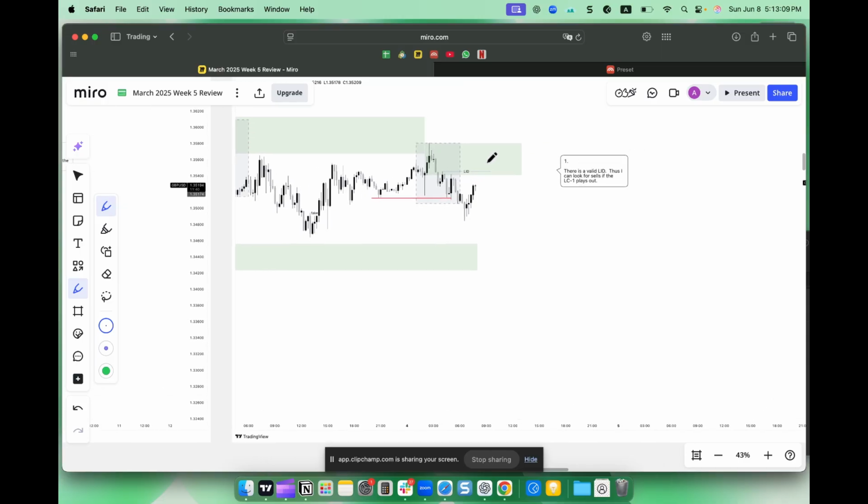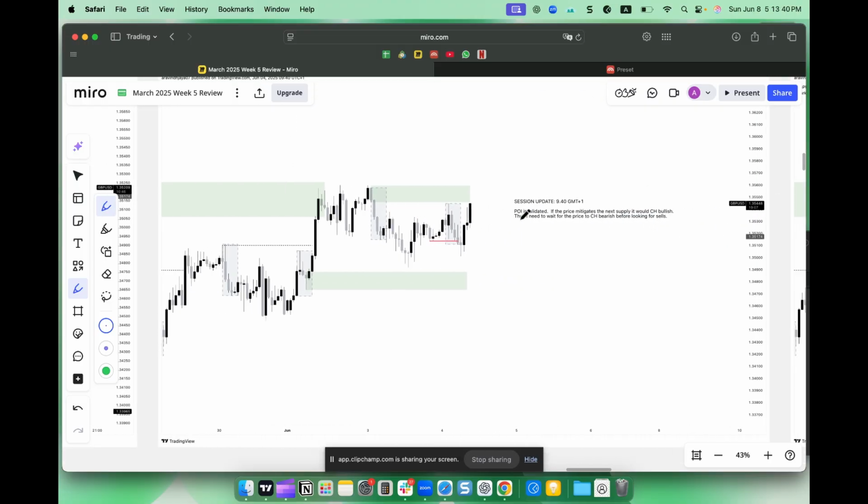So I expected the price to mitigate this H1 extreme pivot demand zone. So when the H1 CHoCHed bearish, there was a valid LID right here, and there was an evening star kind of candle pattern, which kind of got respected, and price can push down at least to take out this sell side liquidity. So that was my expectation.